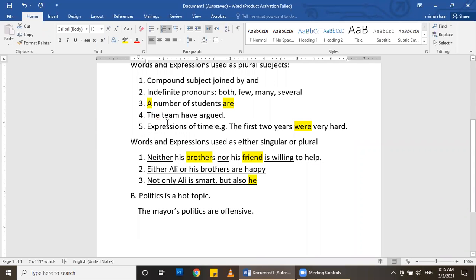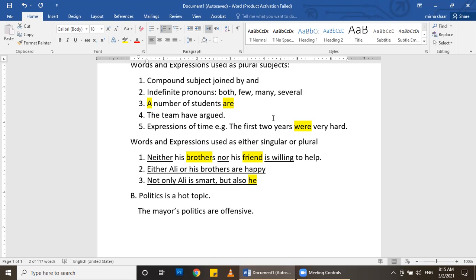The fifth rule is about time expressions. When I consider the time expression as plural, or I don't consider them as one unit, I use them as plural. For example, the first 2 years of his life were very hard. Here I said "were" for the 2 years, meaning that I have different hardships in his life. Maybe the first year he lost his parent, the second year he lost his job.